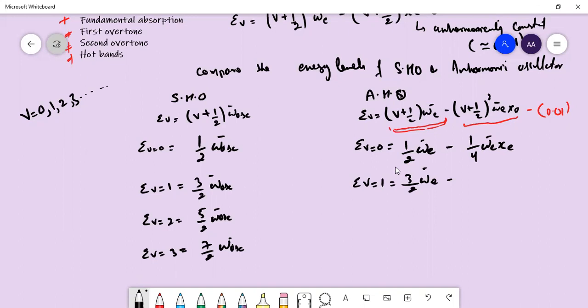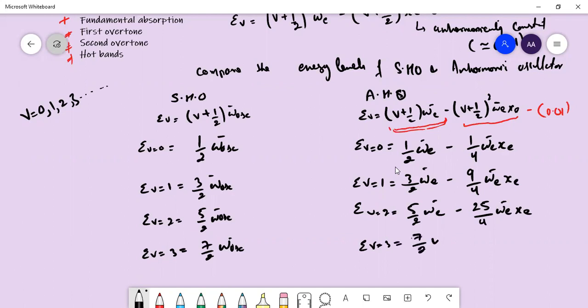The second term will be 1 plus 1, that is, 3 squared, 9/4 omega E bar xe. Likewise, if I substitute V equal to 2, this will become 5/2 omega E bar, and the second term will be 25 divided by 4, omega E bar xe. Likewise, if I substitute V equal to 3, the equation will be 7/2 omega E bar minus 49 divided by 4 omega E bar xe.